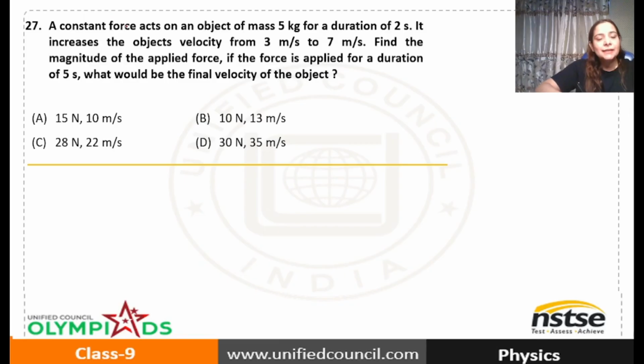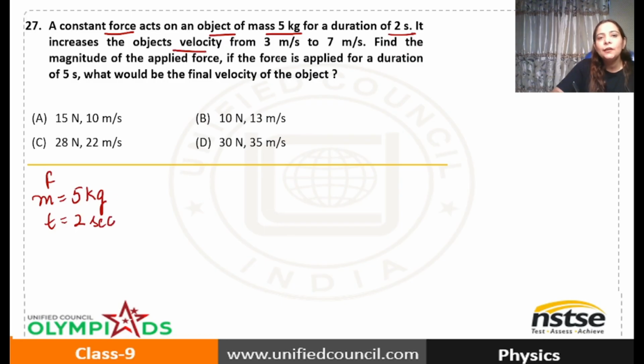Now the question says that a constant force acts on an object of mass 5 kg. So there is some force acting on an object whose mass is 5 kg, and it is acting for a duration of 2 seconds. It increases the object's velocity from 3 to 7 meter per second. So the initial velocity is 3 meter per second and the final velocity is 7 meter per second. Now we need to find the magnitude of the applied force.